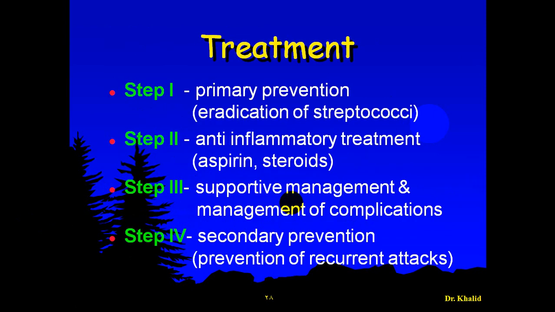Treatment: really 4 steps. Step 1, primary prevention, meaning eradication of streptococcal infection. Step 2, anti-inflammatory, as we said, aspirin and non-steroidal drugs and even steroids. Step 3, supportive management and management of complications, while step 4, secondary prevention of recurrent attacks, because as we said, group A beta hemolytic streptococcus might cause a recurrent attack in the patient.